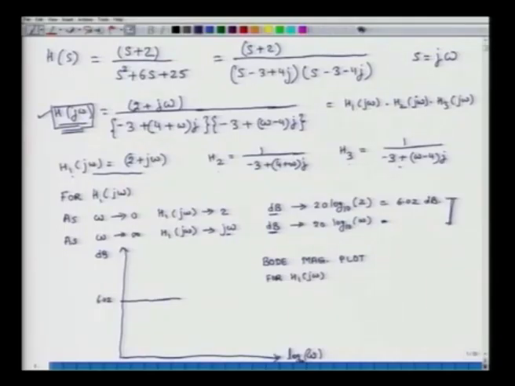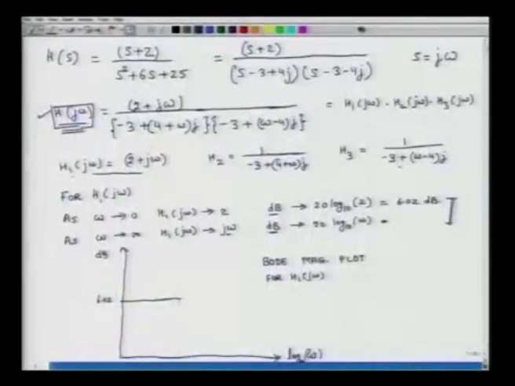Also, I know the crossover point is such that when omega becomes 2, then after that the high frequency asymptote becomes more important. So, this is my crossover point, and that is essentially log base 10 of 2.